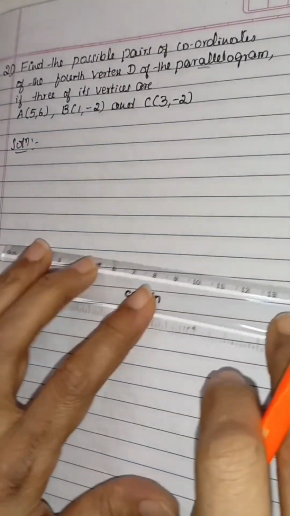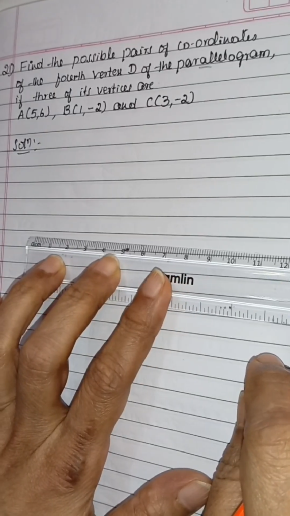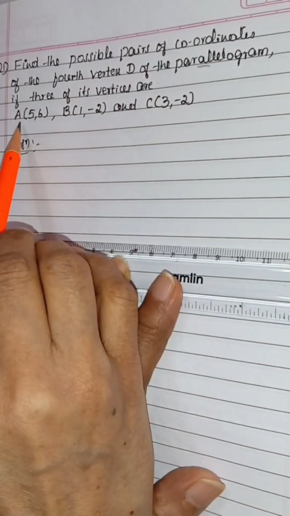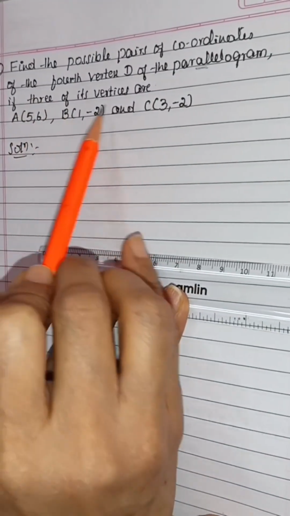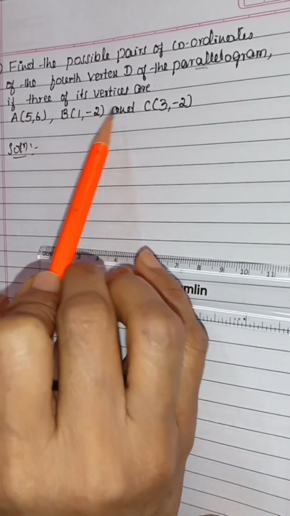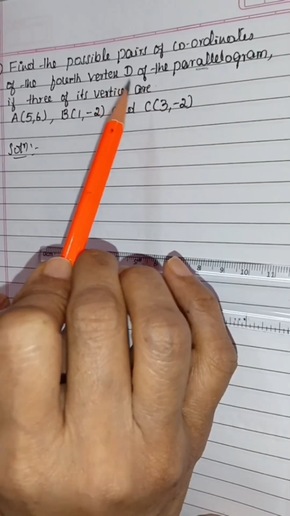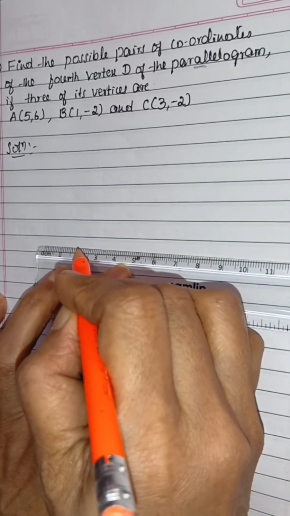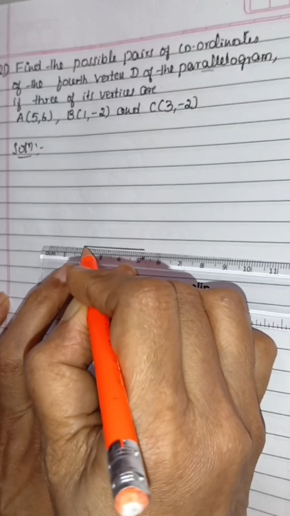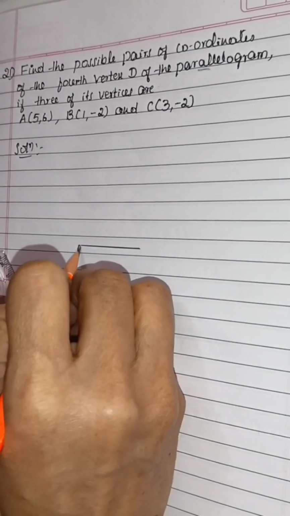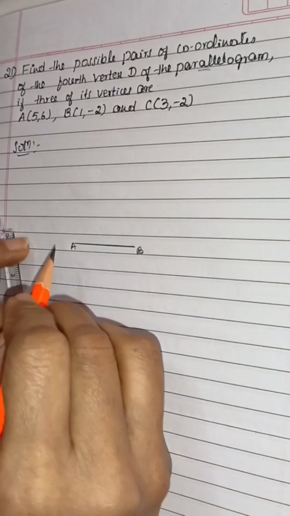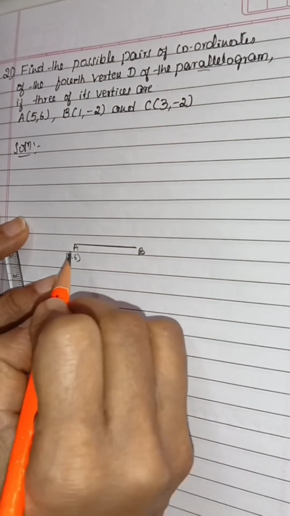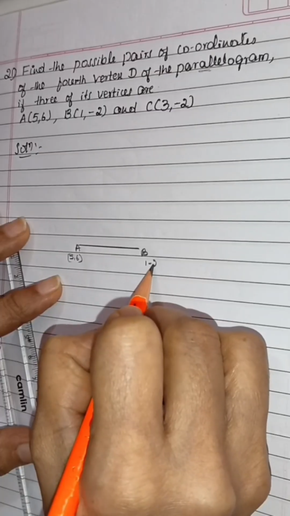See, the parallelogram. The coordinates of three vertices of the parallelogram are given, and the coordinates of the fourth vertex are not given. So we'll draw here A and B. The coordinates of A are 5 and 6, and B is 1 and -2.